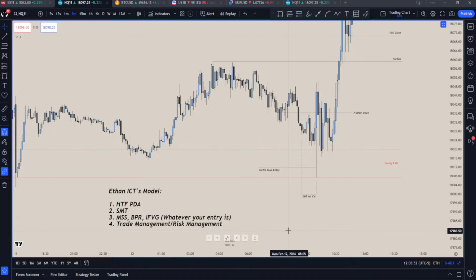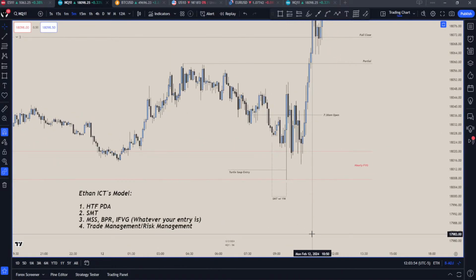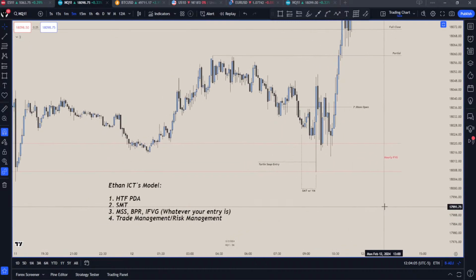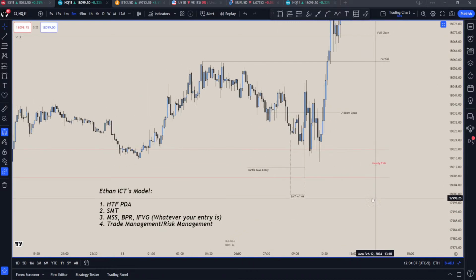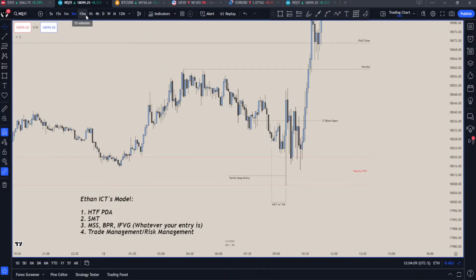And then number 4 is just trade management, risk management, which I've posted a live snippet of on my YouTube channel if you guys want to check that out, where I was in a live trade and I was just managing the trade as it's going. So here we can now look at the 15-second chart.